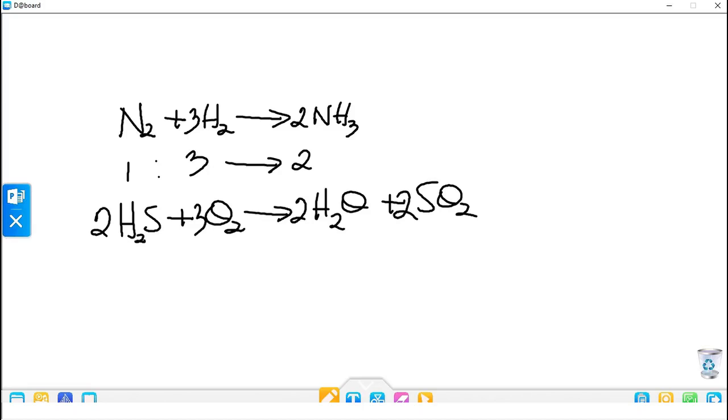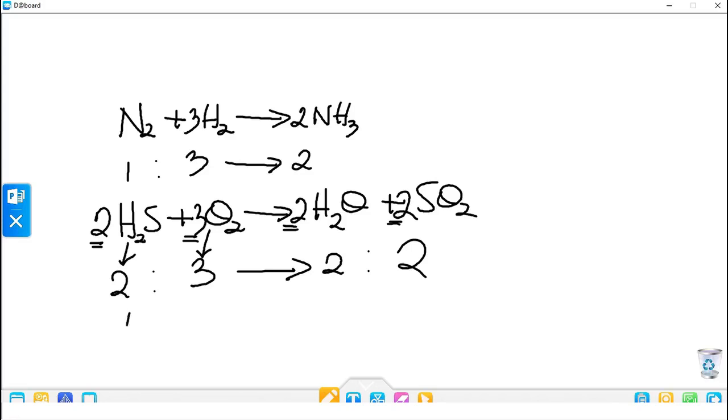Looking at the equation, we have 2 moles of hydrogen sulfide. We need 3 moles of oxygen gas to give us the products we have here, 2:2. This is the mole ratio in which hydrogen sulfide must combine with oxygen to give us our desired product. The coefficient numbers are referred to as the mole ratio. This is what we refer to as the mole ratio of any given equation in stoichiometry.